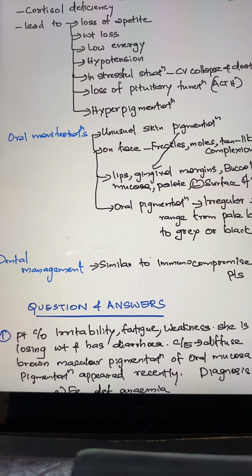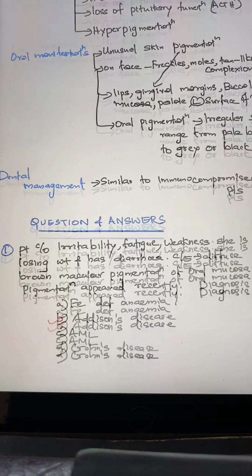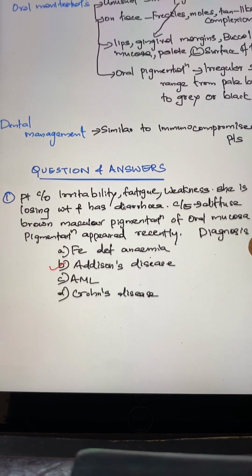The dental management of such patients is similar to that of immunocompromised patients, because they are also considered immunocompromised. So what are the signs and symptoms of immunocompression? They are oral candidiasis, recurrent herpes labialis, herpes zoster, gingival and periodontal disease, and impaired wound healing. These can all be seen as oral signs and symptoms of immunocompression, so we need to look into that. So this is all about a short class on Cushing syndrome and Addison disease.